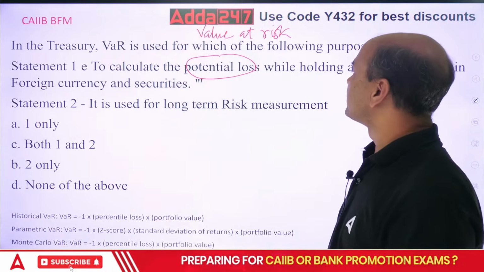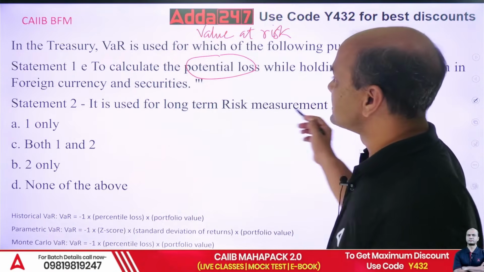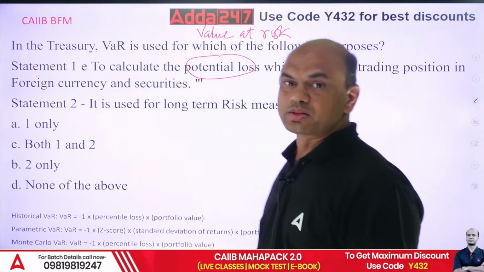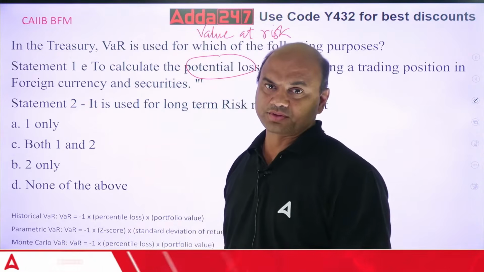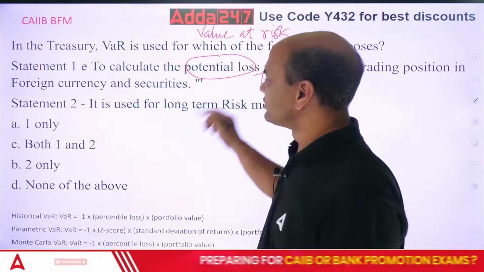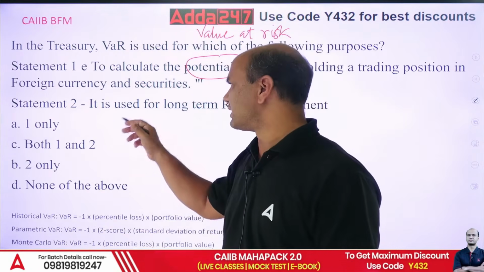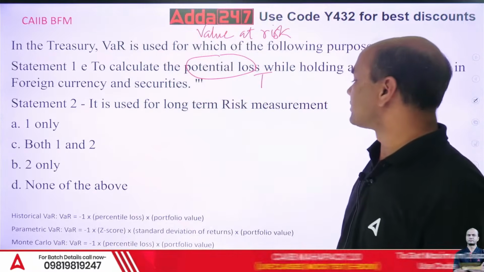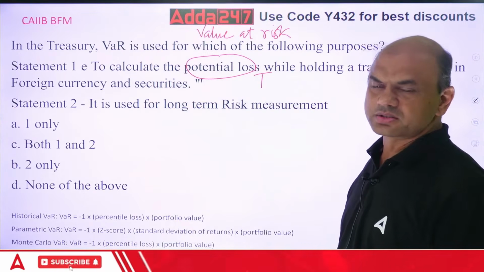To calculate the potential loss while holding the trading position in foreign currency and securities. To calculate the potential loss. So statement 1 is true. Obviously statement 1 is true. What about the second one? It is used for long-term risk management. Is it used for long-term risk management?